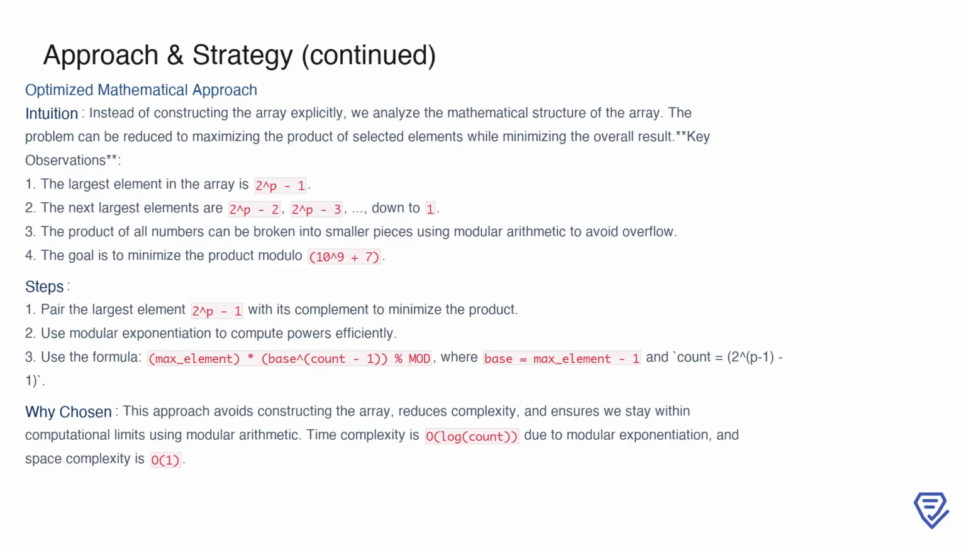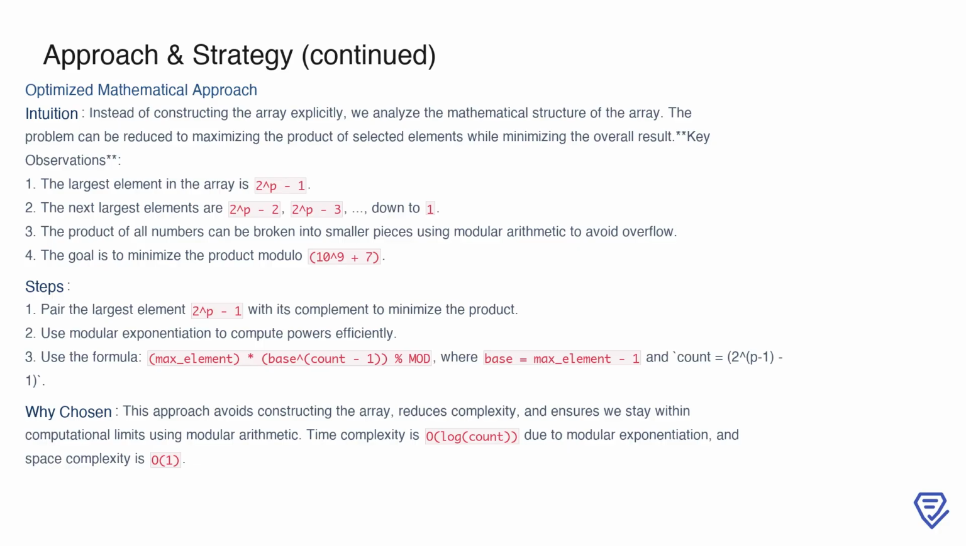The steps of the solution are as follows. First, we pair the largest element, 2^p - 1, with its complement to minimize the product. We then use modular exponentiation to efficiently compute the powers required for the calculation. The formula we derive is max_element * base^count - 1 % mod, where base is max_element - 1 and count is 2^(p-1).